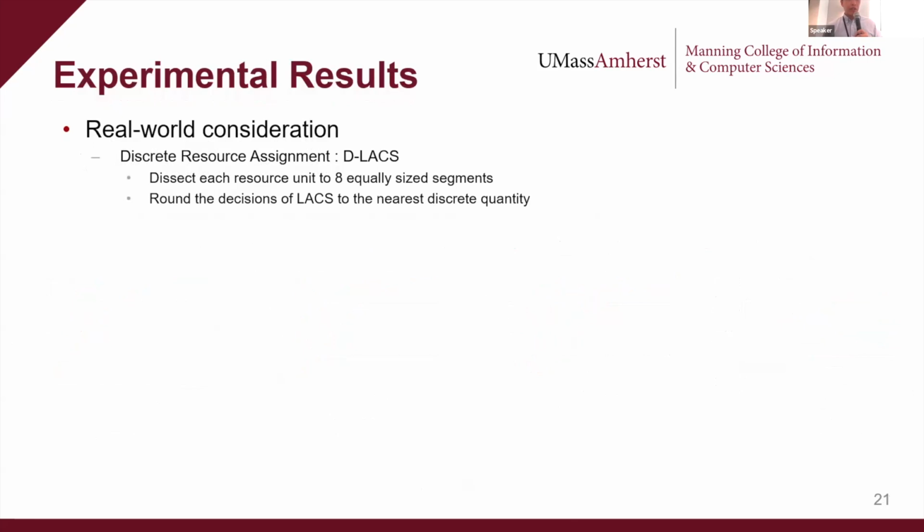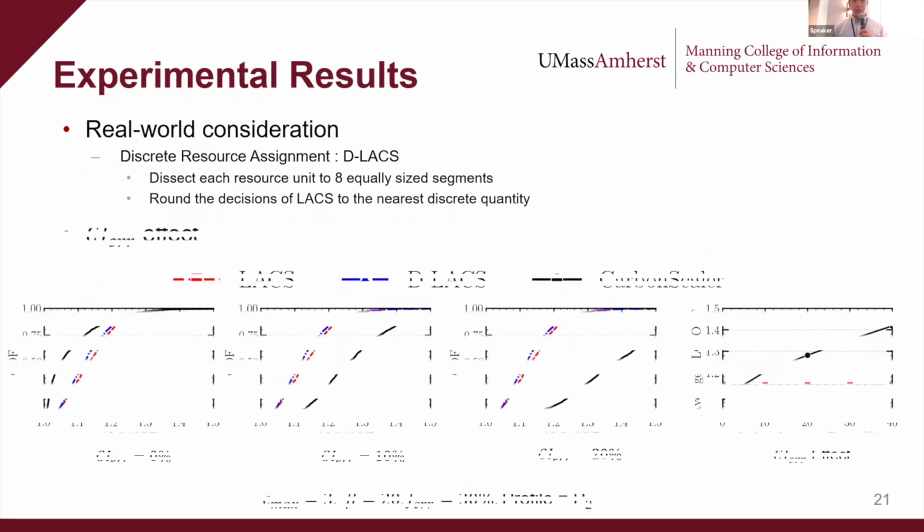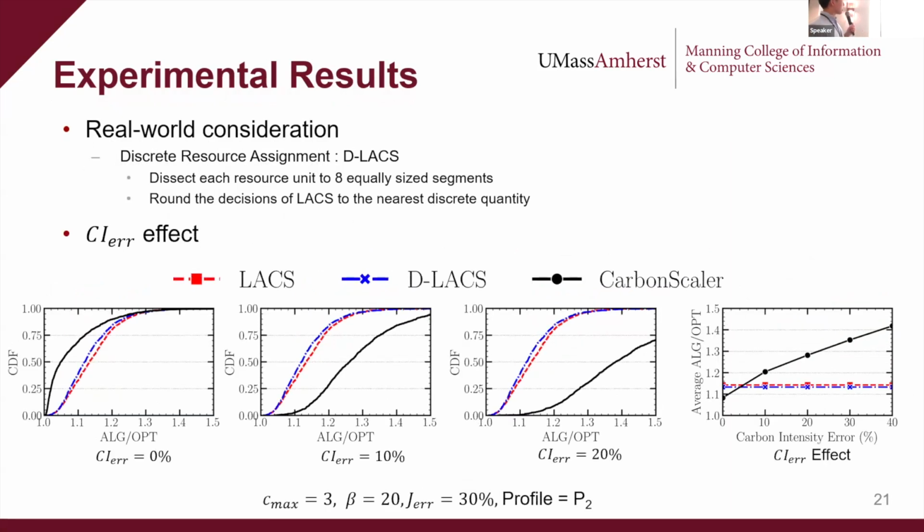And finally, briefly, it has a real-world consideration of discrete resource assignment. It requires some algorithm adjustments, and it compares against the Carbon Scaler algorithm, and it measures the effect as we change the carbon intensity forecast error. When the carbon intensity forecast error is 0, Carbon Scaler does the best, but as this error increases, these learning-augmented algorithms perform much better and are robust to prediction error.